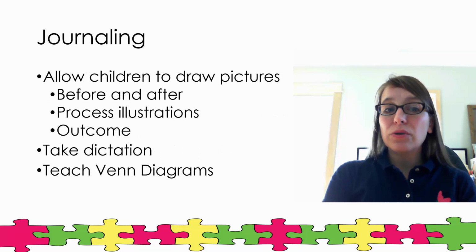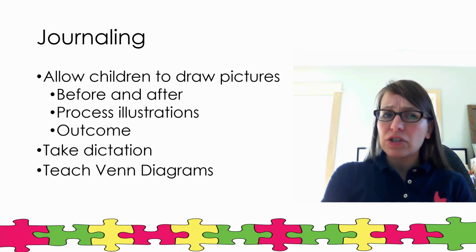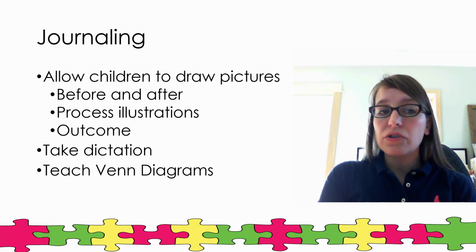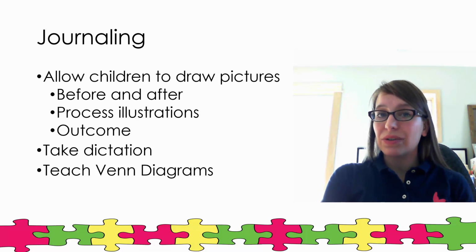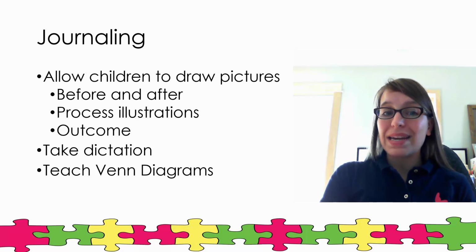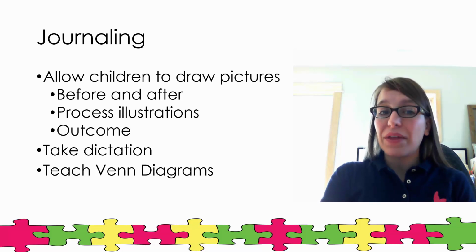We can do this by having them draw before and after pictures. We can do a process illustration. We can do an outcome illustration. If you're working with young children, definitely take dictation. Older children are able to write narratives about this. They can discuss how they tested their hypotheses. You could teach Venn diagrams.